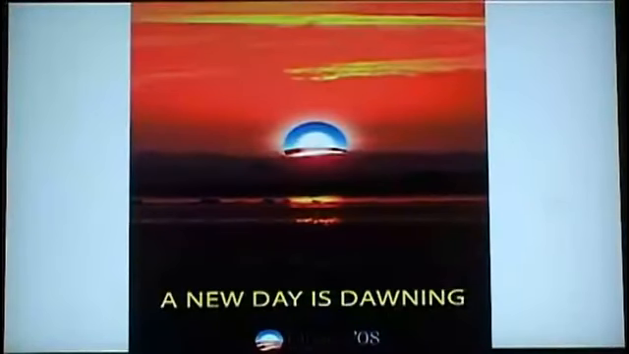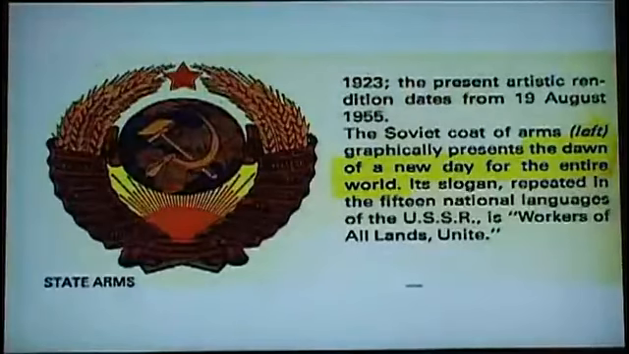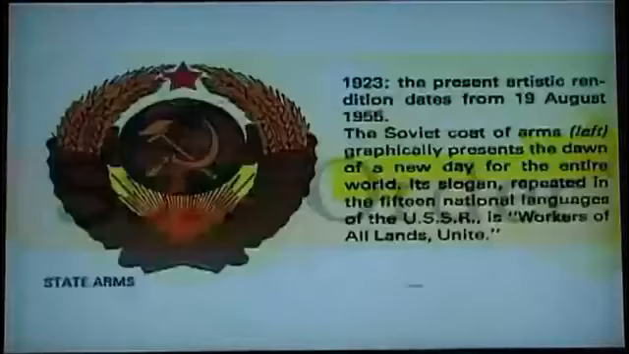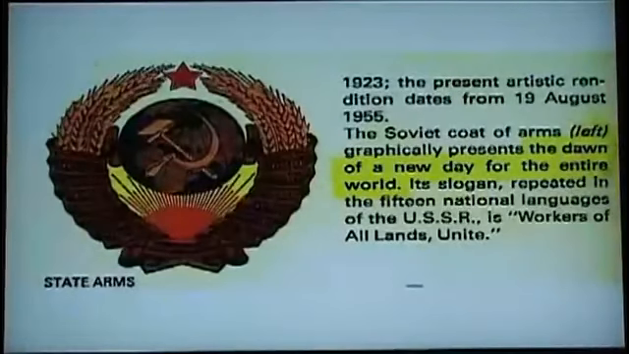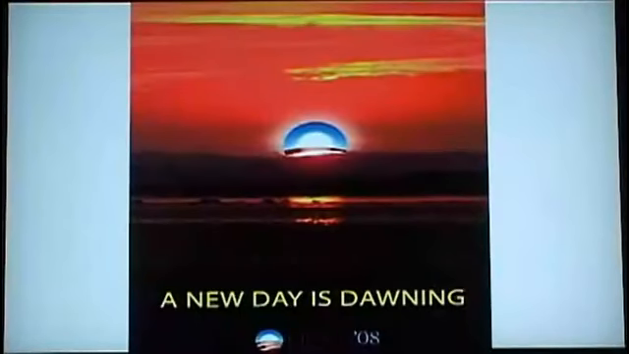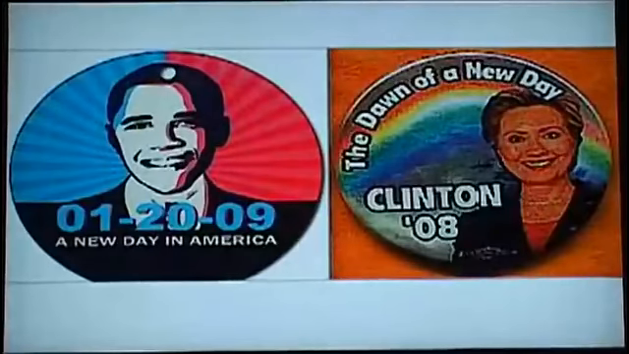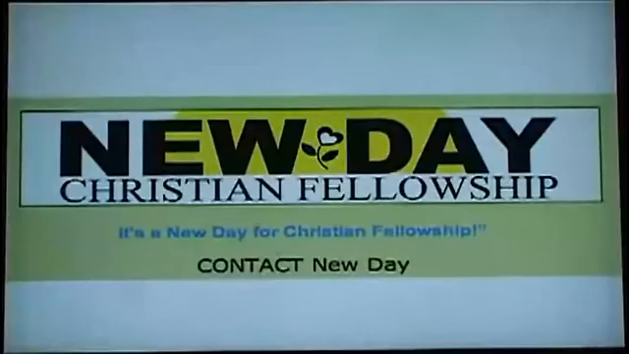Obama's one of his posters, a new day is dawning. Somebody had better wake up and understand what's going on here. Somebody needs to start doing their homework and realize that the symbols for world communism is now dominating America. We are now a full-blown Nazi, fascist dictatorship, communist dictatorship, and the people of this country have no idea in the world.